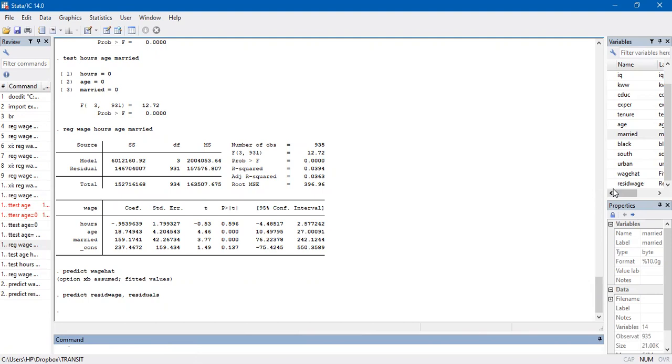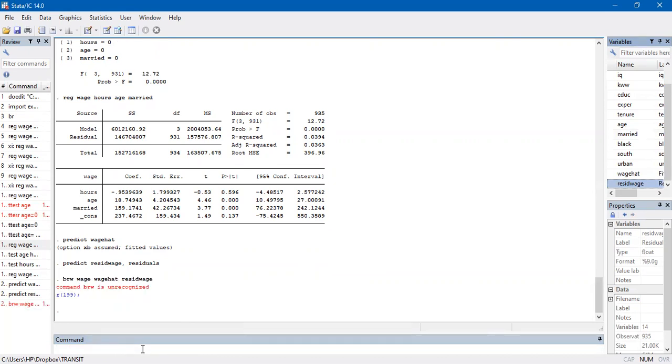Now let's browse wage, then the wage hat, and then the residual wage. Oh, the thing is browsed. I added W.